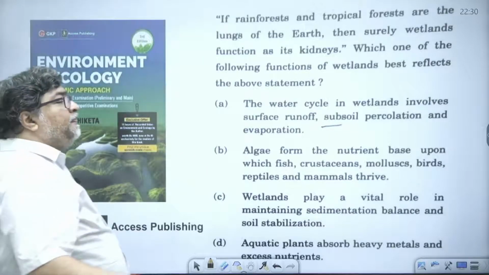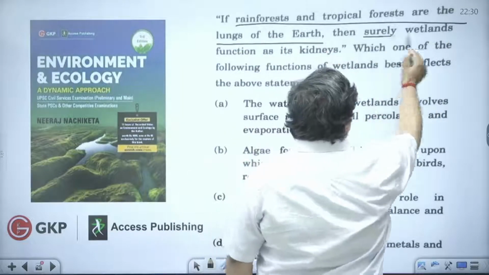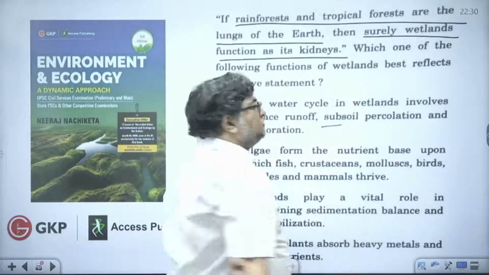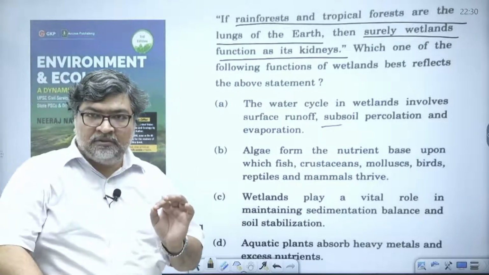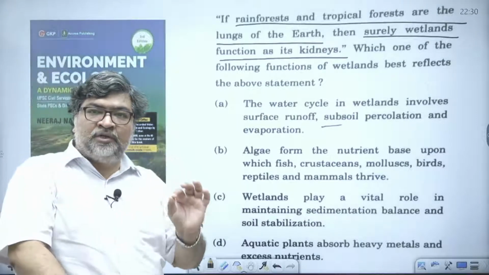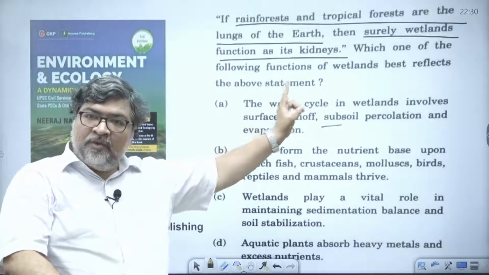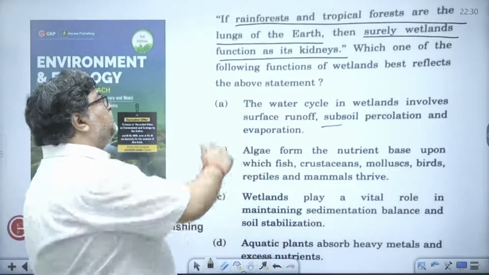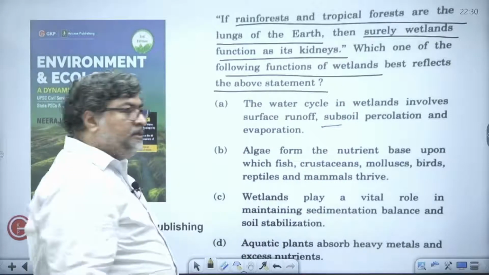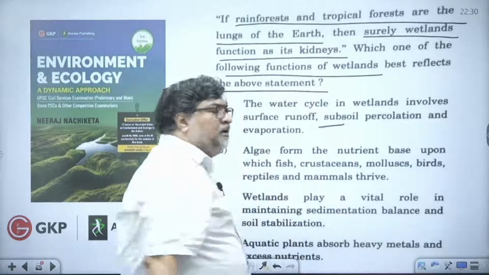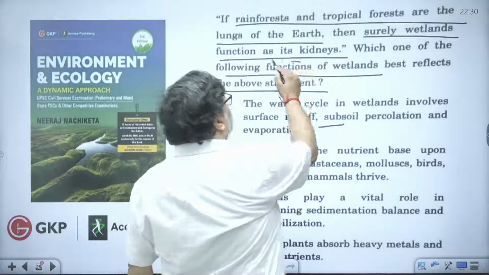Now another question here. If rainforests and tropical forests are the lungs of the earth, then surely wetlands are the kidneys of the earth. Again, I have mentioned this in the chapter on wetlands, mangroves and coral reefs. In this book, there is a chapter on wetlands, coral reefs and mangroves. There I have mentioned the kidneys of the earth. Wetlands are called kidneys of the earth. So here it says, which of the following functions of wetlands best describes the statement. See, there are a lot of functions of wetlands. It maintains the water cycle, hydrological cycle, that is correct. But the question is why it is called the kidneys of the earth.